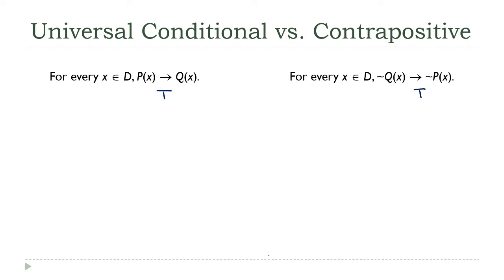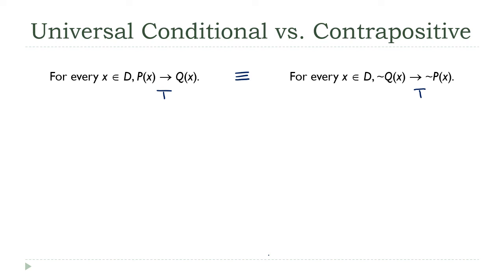Right? So now we can generalize this. If it works for every individual element in the domain, then it works for the entire domain. So what we can say then is that the universal conditional statement is true for every x in its domain if and only if the contrapositive is true for every x in its domain as well. Right, so this means we can say that the universal conditional and the contrapositive are equivalent to each other.